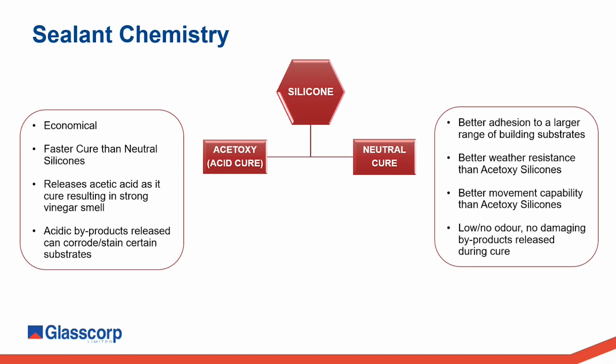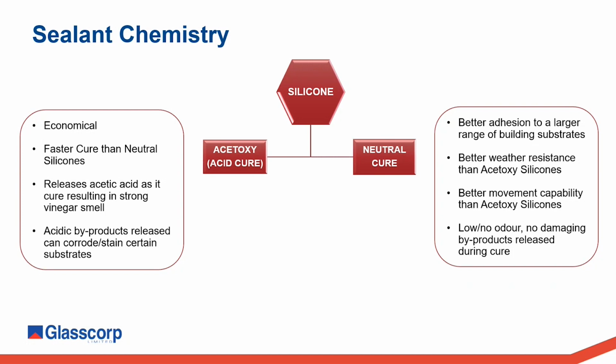Neutral cure silicones release alcohol or other non-acidic substances as they cure. They will typically have low to no odor. They offer several advantages over acetoxy silicones, including better adhesion to a wide range of building substrates, being able to be used on porous as well as non-porous substrates. They also have better weather resistance and movement capability when compared to acetoxy silicones.